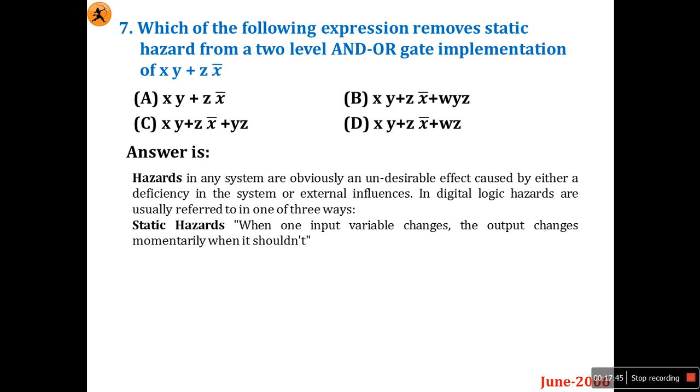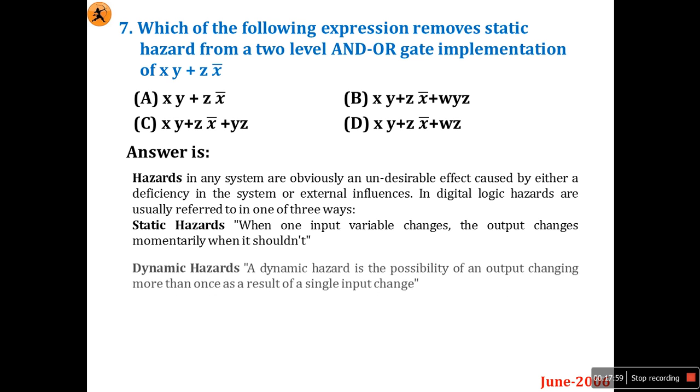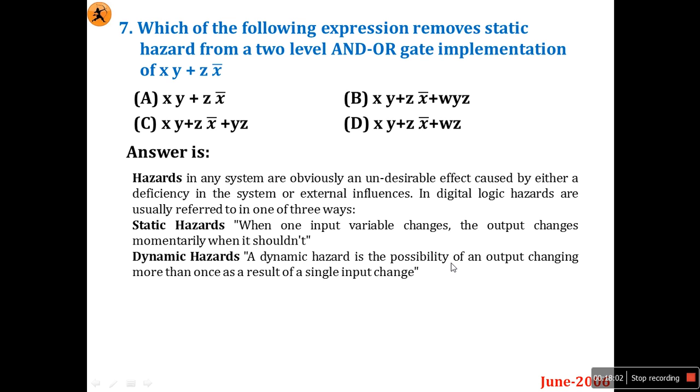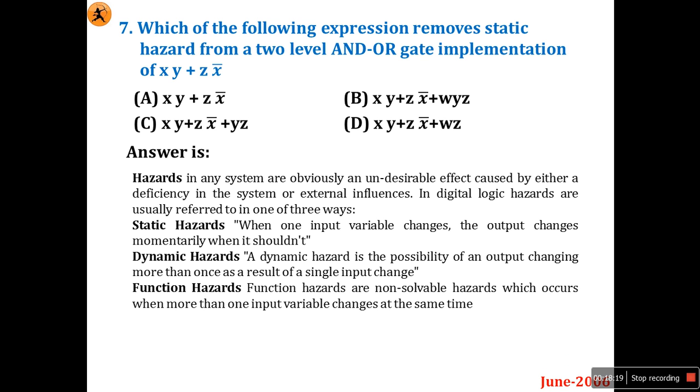When one input variable changes, the output changes momentarily when it should not. Means one input changes, one output is related. Then similarly, a dynamic hazard is the possibility of an output changing more than once as a result of a single input. Keep in mind, in the second one, with a single input the output will change more than once, but in static, one input, one output. Then the third one is function hazard. Function hazards are non-solvable hazards which occur when more than one input variable changes at the same time.